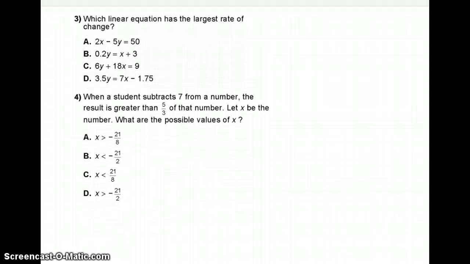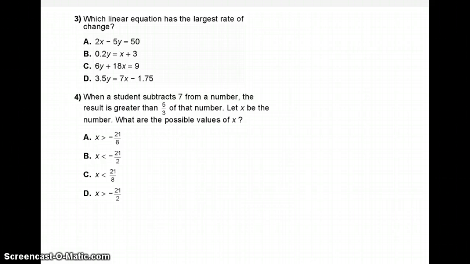Number 3, which linear equation has the largest rate of change? A, 2x minus 5y equals 50. B, 0.2y equals x plus 3. C, 6y plus 18x equals 9. D, 3.5y equals 7x minus 1.75.